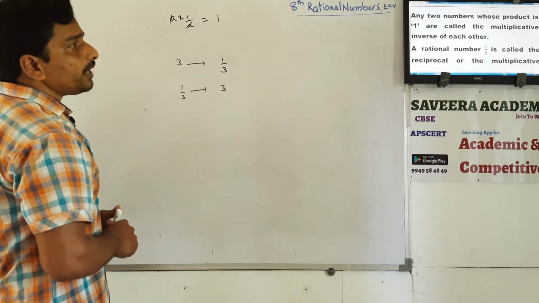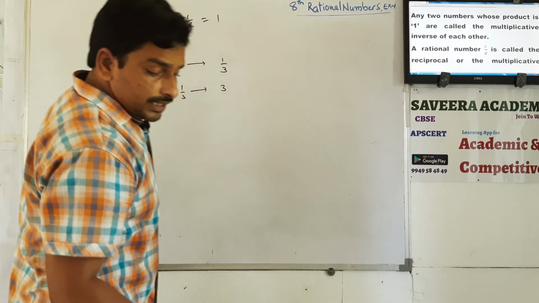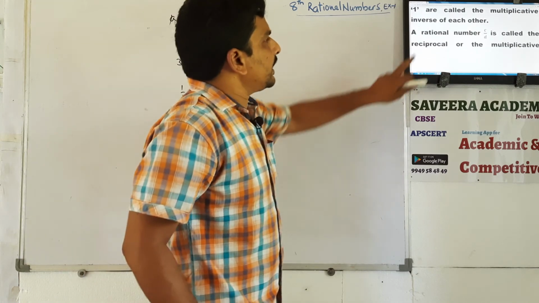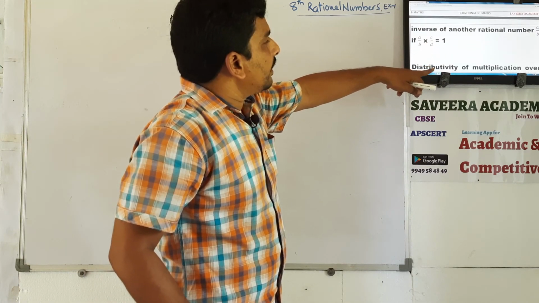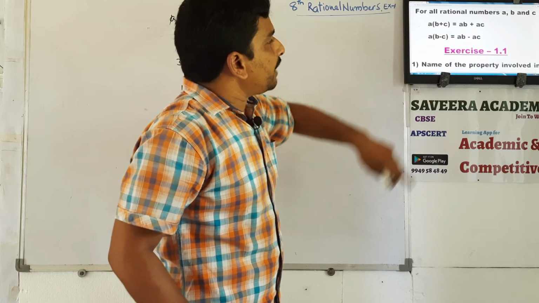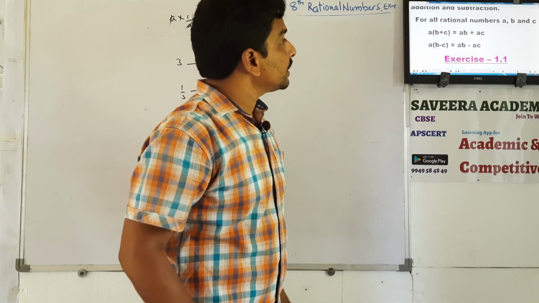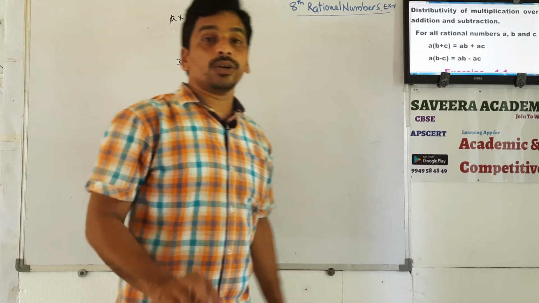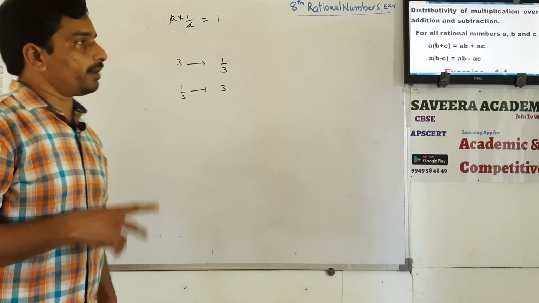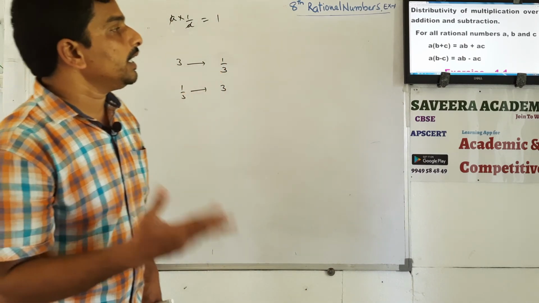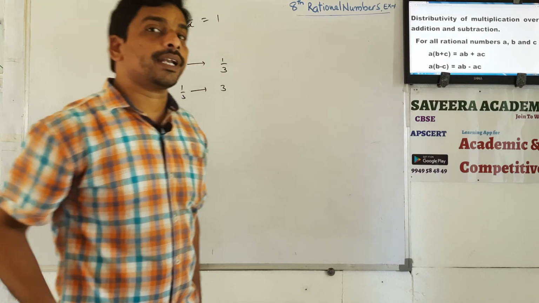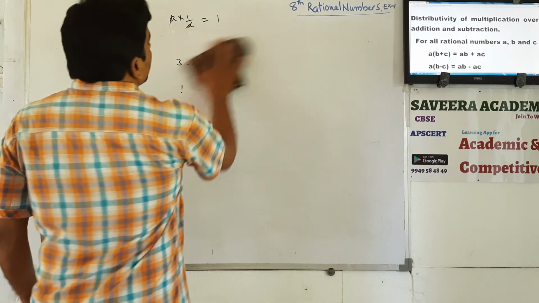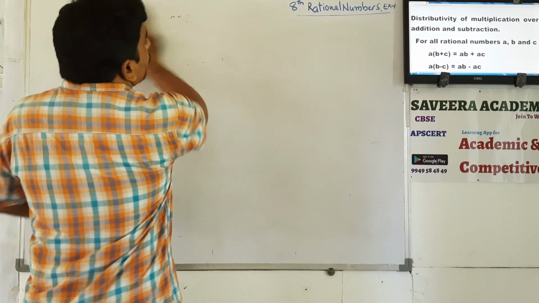One thing you have to remember, in general some points are given. Multiplicative inverse of 0 is not possible. That one you have to remember. It is not given here in the exercise, but it is given there. We will see it in the exercise. And also here see distributive property is given. Distributivity: distributive over addition, distributive over subtraction.